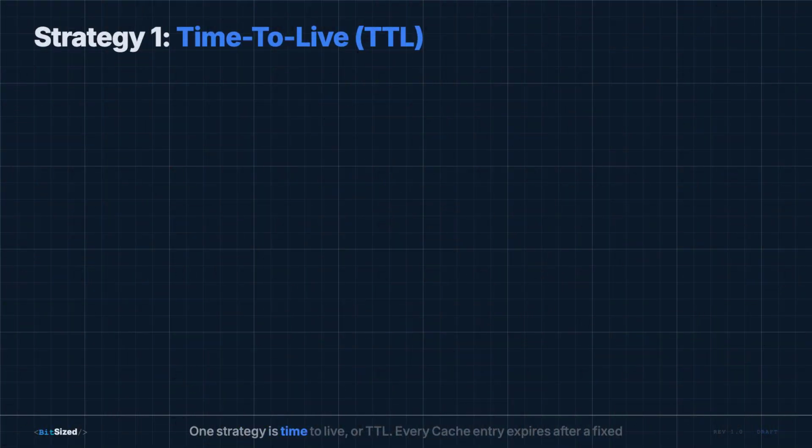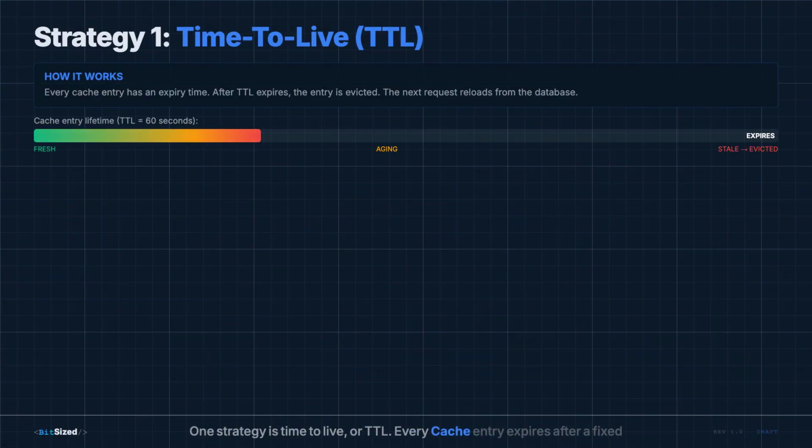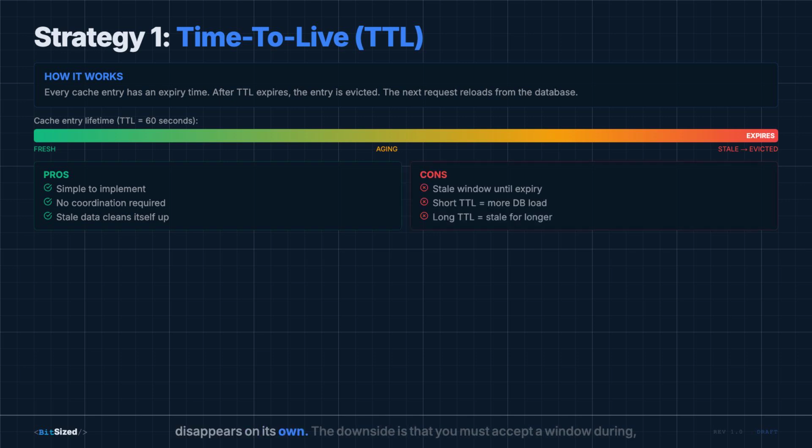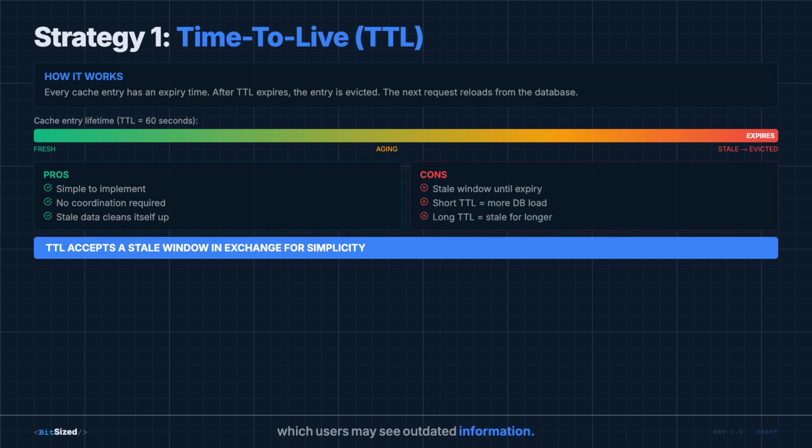One strategy is time to live, or TTL. Every cache entry expires after a fixed amount of time. This approach is simple because stale data eventually disappears on its own. The downside is that you must accept a window during which users may see outdated information.